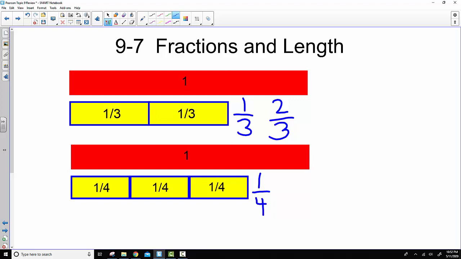But what's the length of this fractional strip? We can see that there's 3 1/4 parts. So this yellow fractional strip would be 3/4 of the red 1/2. So 3/4 is the fractional strip that we can see in this example.